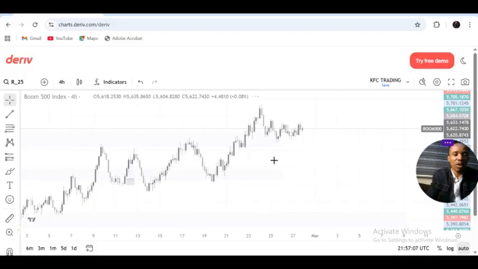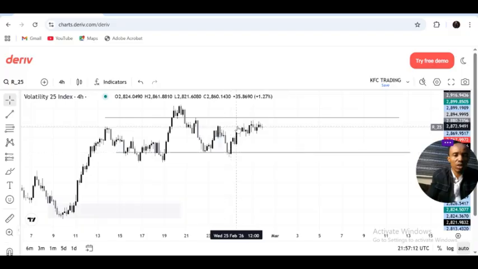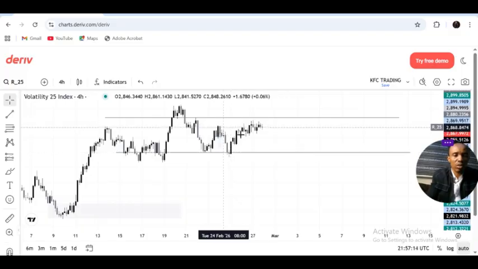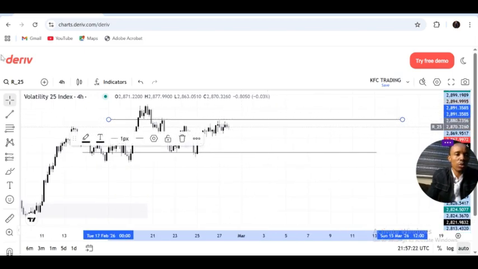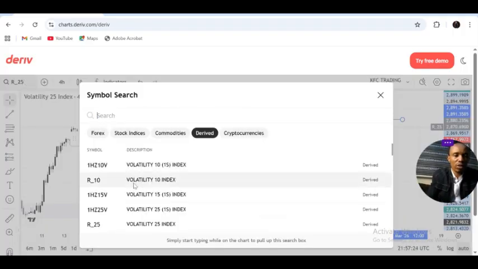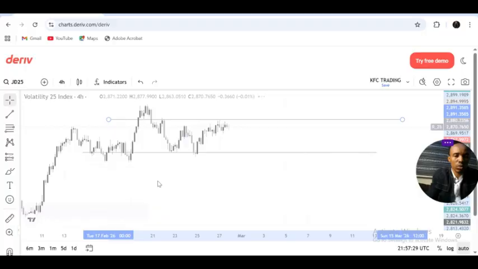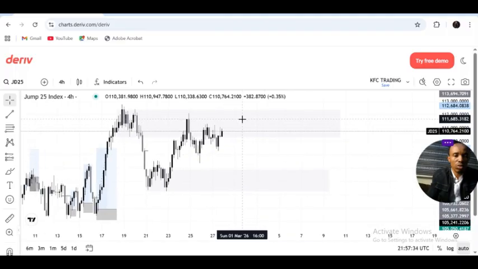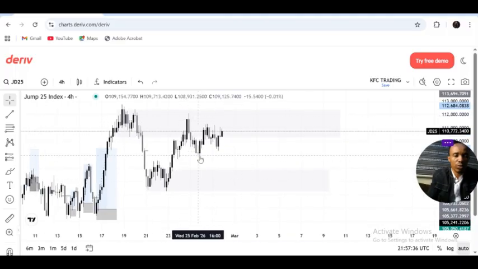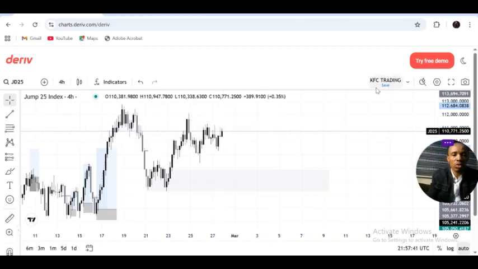So this is volatility 25, and it's done this bearish move here. It's mitigated and taken out this. So most likely we're going to be buying volatility 25 within this zone in the coming week, and jump 25 quickly. Let's see what jump 25 is showing us. Okay, so it's actually done the move. It's on the bullish side. You can actually buy jump 25 on this zone to the upside.